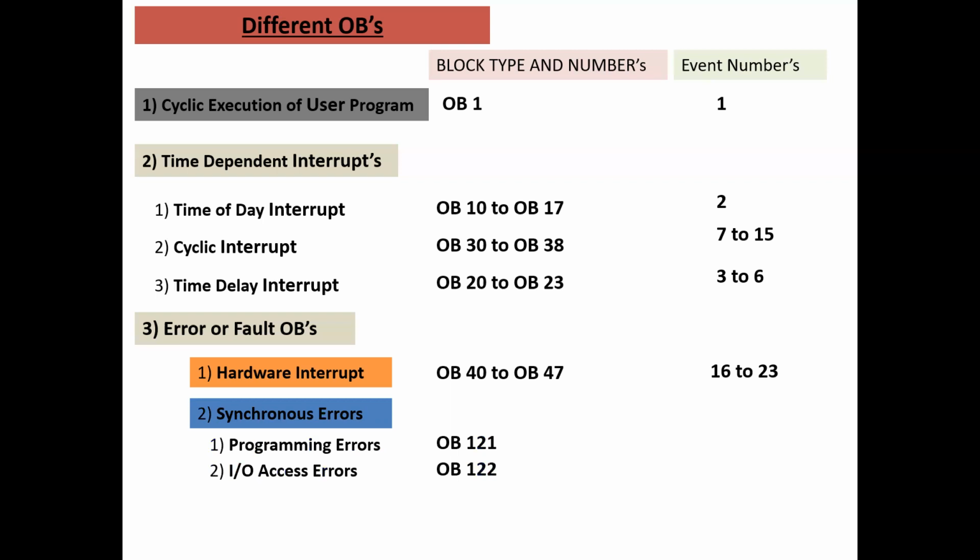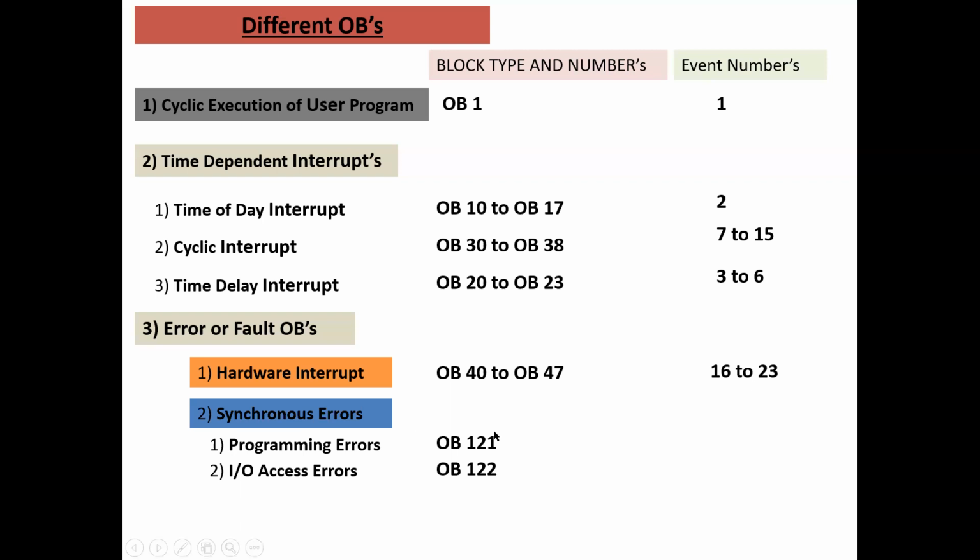These OBs are OB number 121 and 122. Programming error means like we are creating some FCs and FBs. Suppose I am creating some FC and I am calling that in OB1, but I forgot to download the FC. So what happens? Your CPU searches for that particular FC, right? If it does not find that FC, it goes to stop because there is a fault or error in the program. So the CPU goes to stop mode, but it should not go to stop mode.